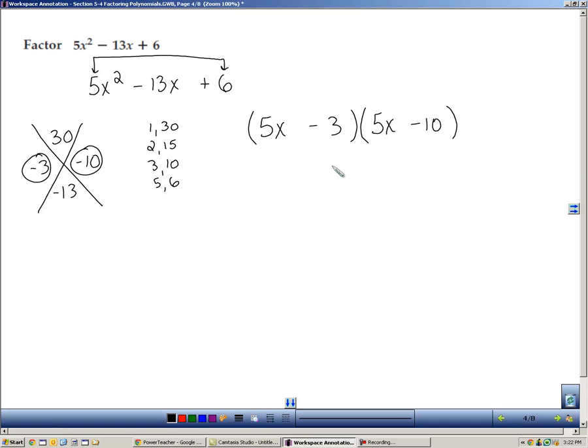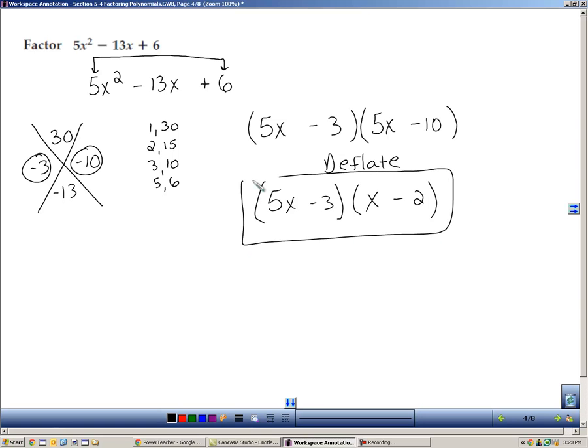Now the last step is to do deflating, or to deflate. The way you deflate is you take out a common factor and throw it away. 5x minus 3 doesn't have any common factor, so that doesn't deflate. But 5x minus 10 does. I can take the 5 out, and then again throw the 5 away, and this is what my trinomial factors to become.